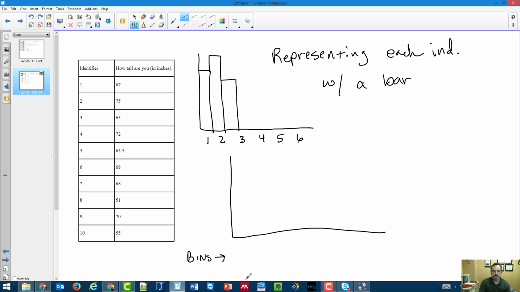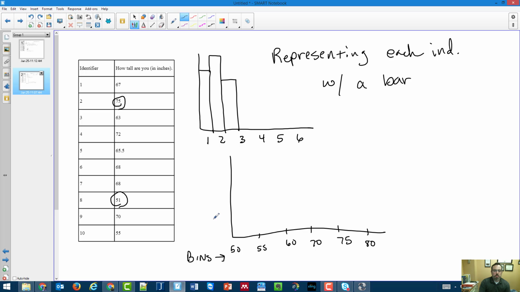And in this case, when I glance at this data, I'm looking at the smallest number, which is 51, and the largest number here is 75. So I'm going to do bins of 5. I'm going to say here is 50, here is 55, 60, 70, 75, and just to be safe, I'll put an 80.